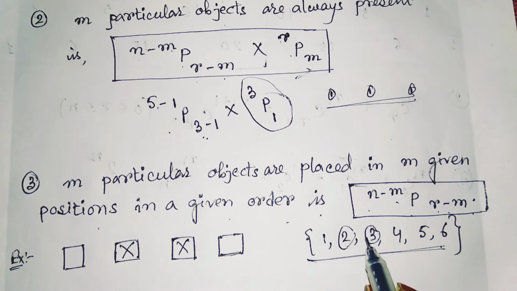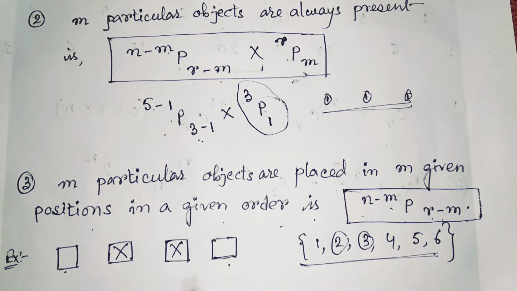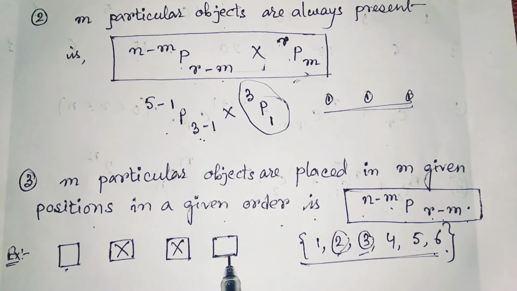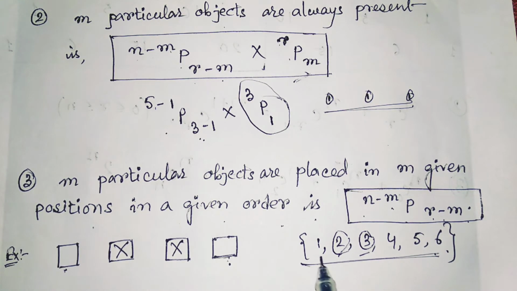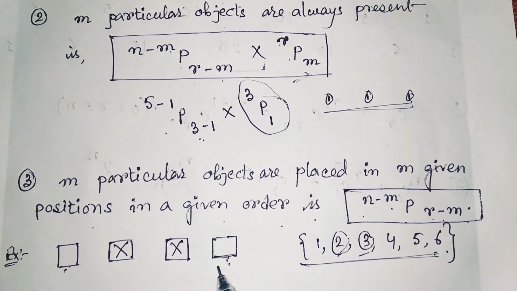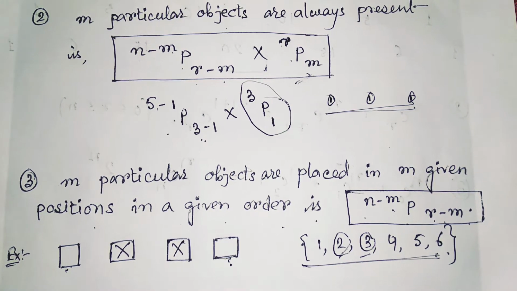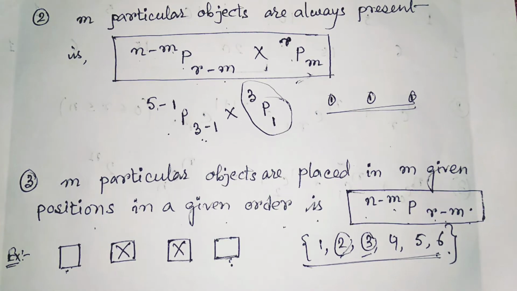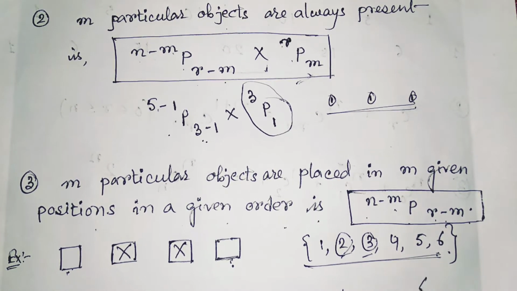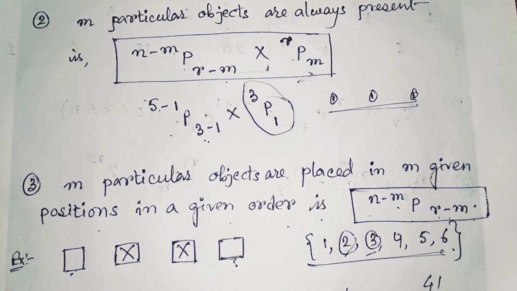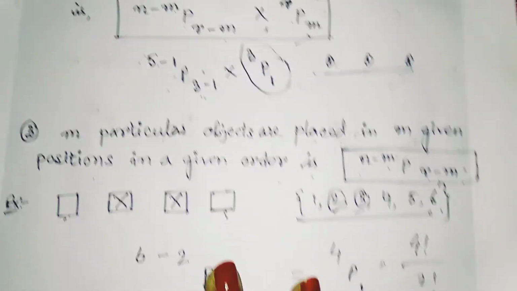So this is the fixed thing. For the remaining, our total choice is 4. Out of these 6, 2 are fixed, so the remaining positions are 2. Out of these 4, we can select any 2 and set them up. According to the formula, it is (6 minus 2)P(4 minus 2), which is 4P2, or 4 factorial divided by 2 factorial. That is 4 times 3, which is 12.